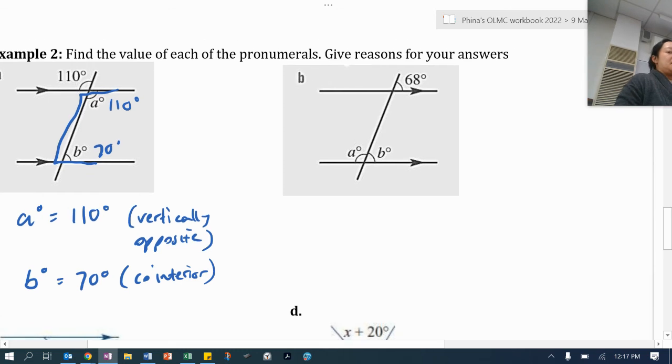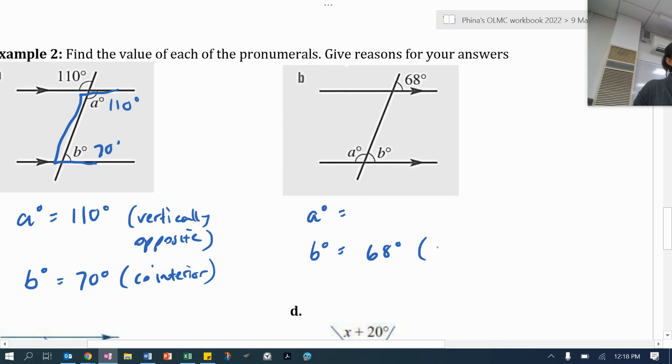Okay, good. Now, let's look at question B. What's A going to be? 112? Yes, why? 180 take away 68 is 112. How do we get to that though? Because I did B first. Yeah, okay. So B is going to be 68 degrees.